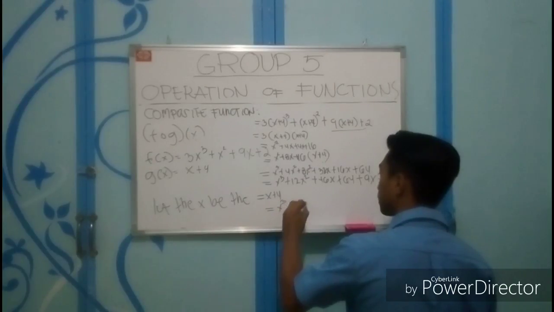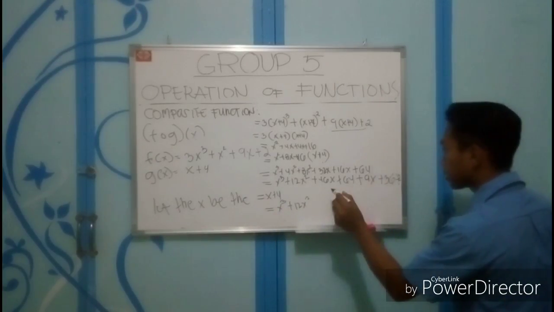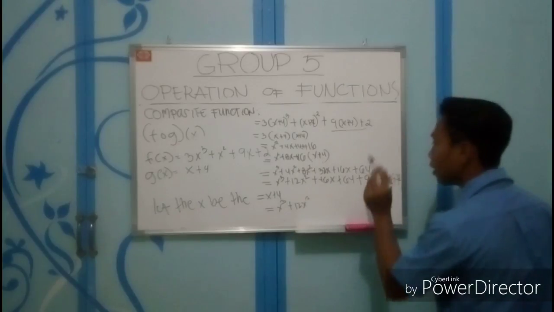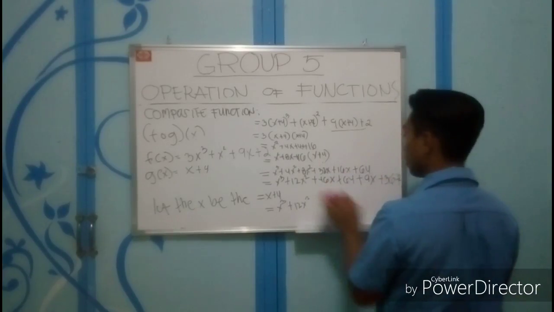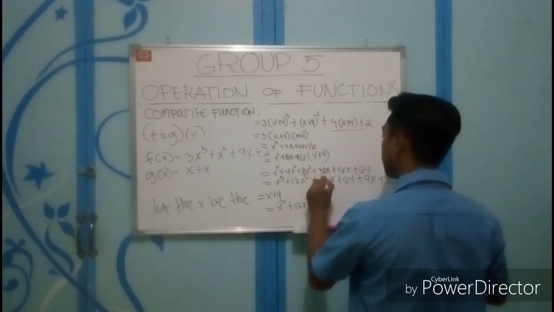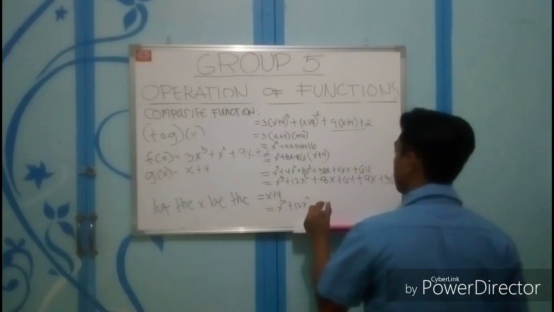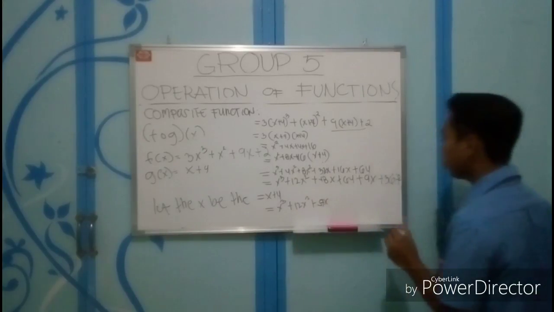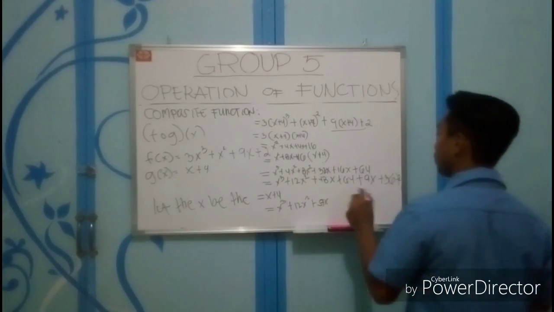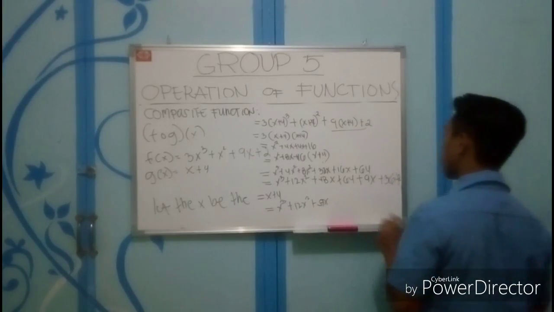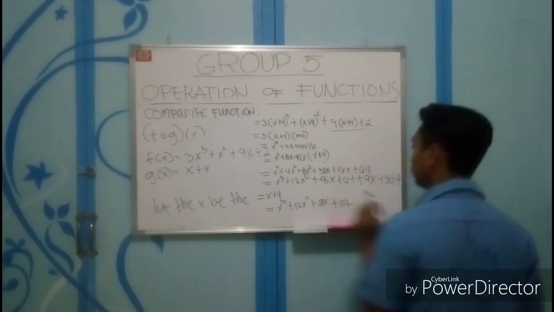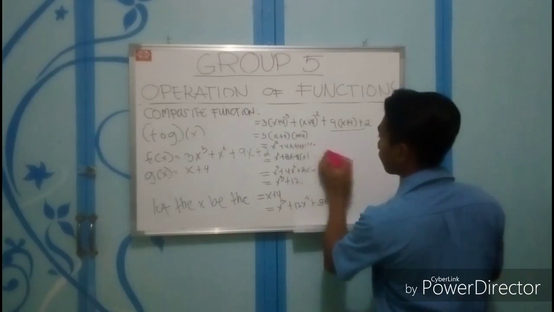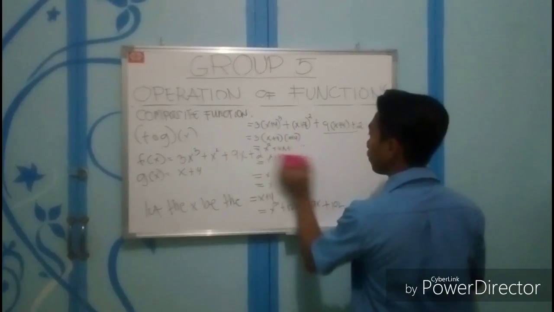x cubed plus 12x squared. Since 9x and 48x are the same variable, we can add them. 48x plus 9x is equal to 57x. Then add the whole numbers. 64 plus 36 is equal to 100. Plus 2 is equal to 102. Then we will get the x plus 4 times x plus 4. I will erase it so that we can solve the x plus 4.